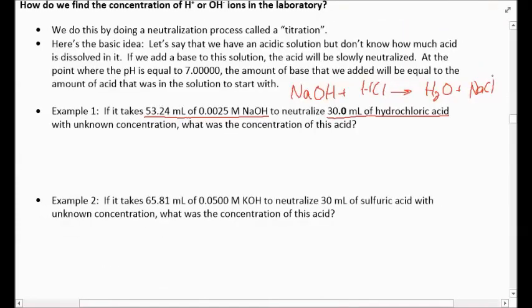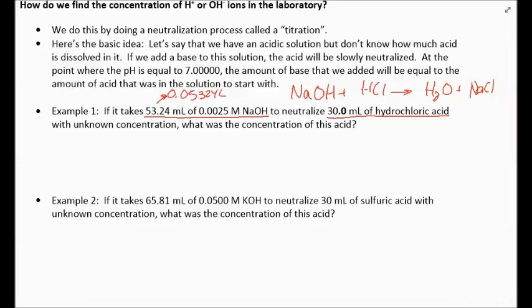So this is a balanced chemical equation. You would need to balance this if it were unbalanced. So we now know the reaction that's taking place. We have to figure out how many moles of sodium hydroxide we have. So we have to convert milliliters to liters.